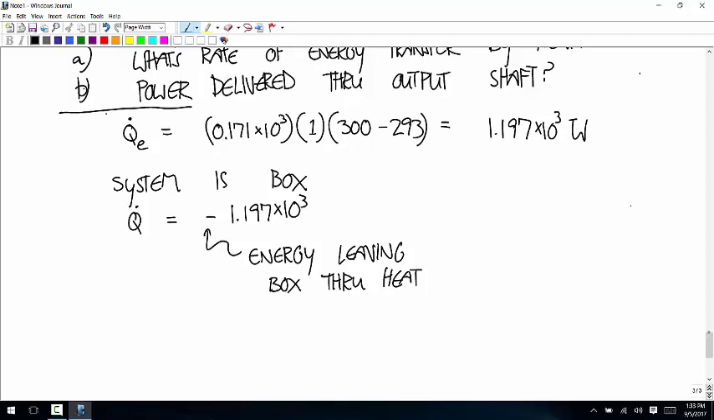So that's the answer to A. And then for part B, now we're going to have to put everything together. We're trying to figure out power delivered through the output shaft.